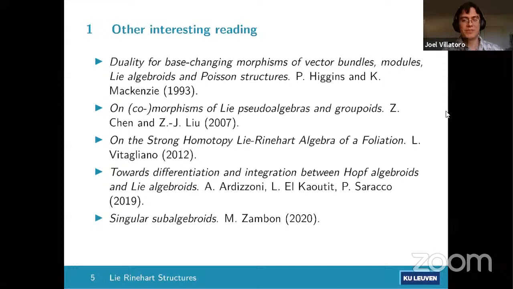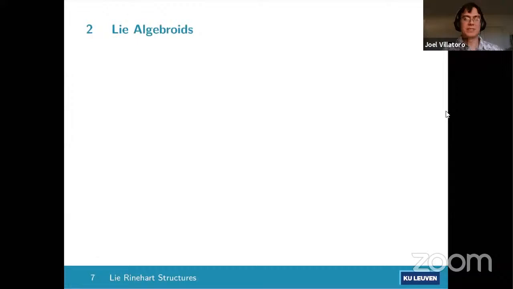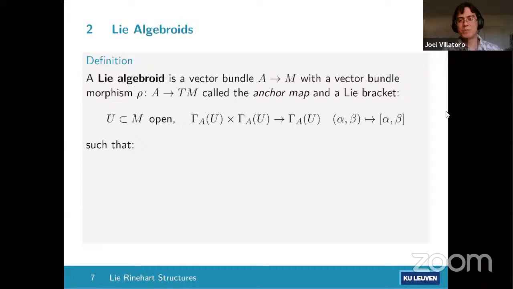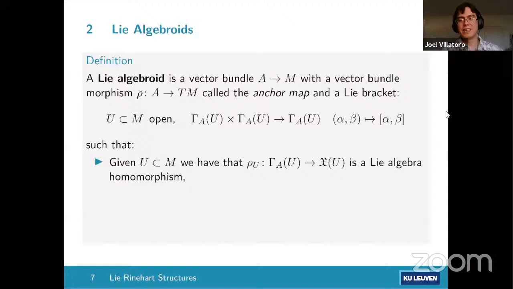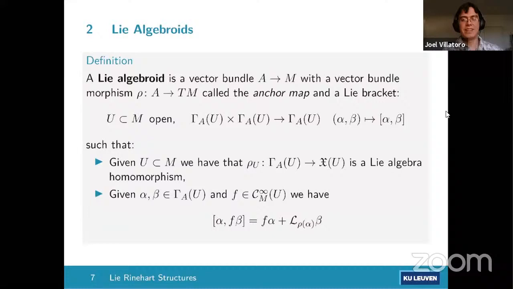Okay, so objects and morphisms. What's a Lie algebroid? A Lie algebroid is a vector bundle, so probably everybody knows this. It's a vector bundle where you have a Lie bracket on the sections and a Lie algebra homomorphism from the sections to vector fields. And you have a Leibniz type rule, a derivation property with respect to multiplication by smooth functions. Now, this is pretty interesting.